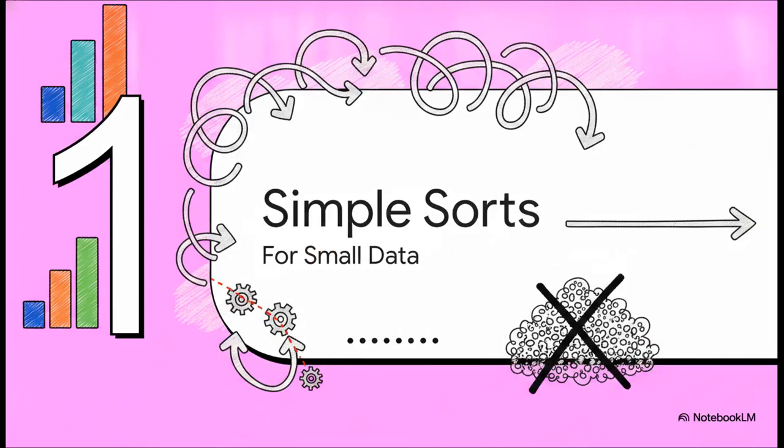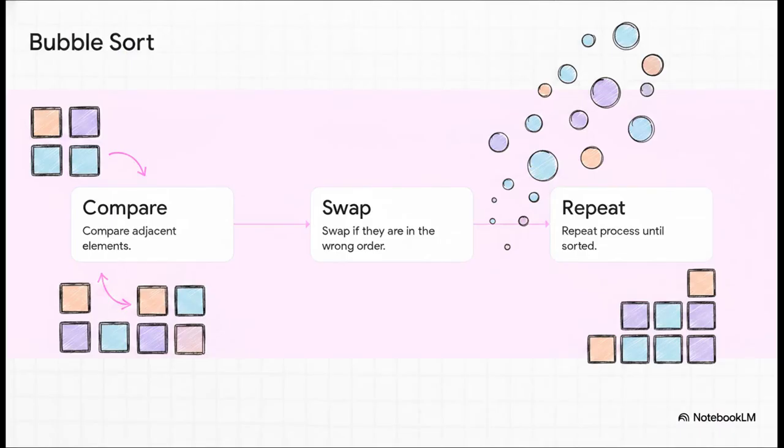Section 1. Simple sorts for small data. As a general rule of thumb, these simple sorts usually hit an average and worst-case time complexity of O(n^2). They're super easy to understand, but they really don't scale well. First up is bubble sort. The core idea here is to repeatedly compare adjacent elements and swap them if they're in the wrong order, so the largest elements effectively bubble up to the end with each pass.